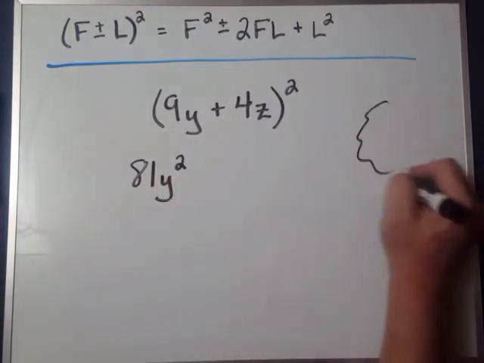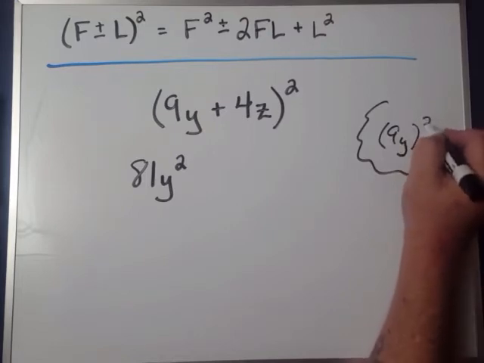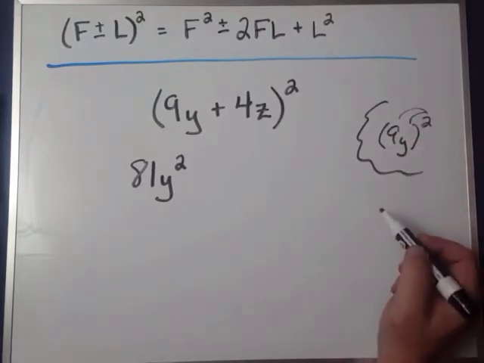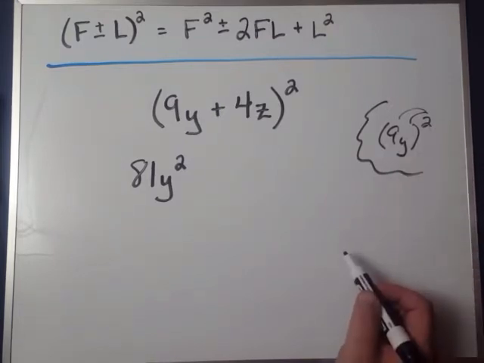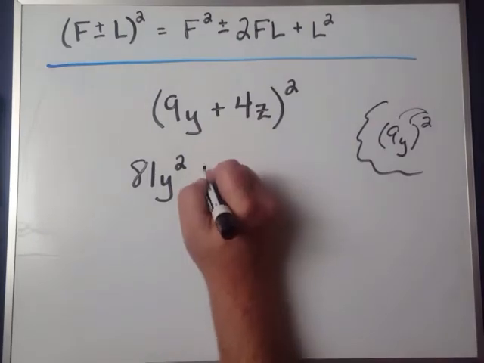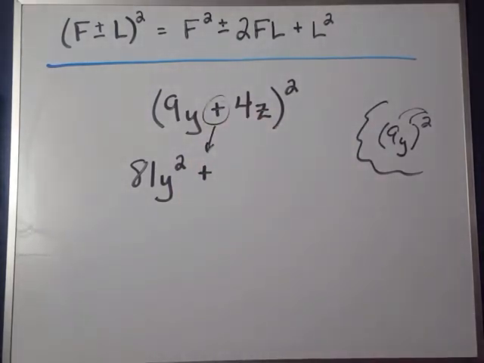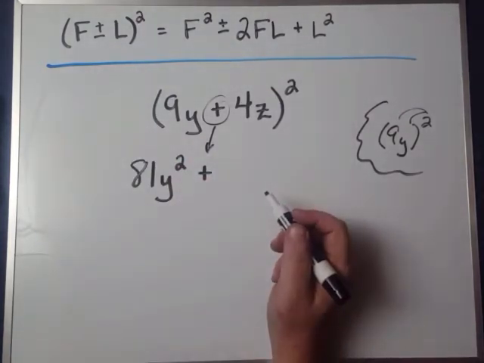Now, does that make sense? If you square 9y, you can distribute that power over a product. You're squaring the 9 and you're squaring the y. All right? In this case, plus, because this sign on the middle term of our answer will match the sign of the problem.